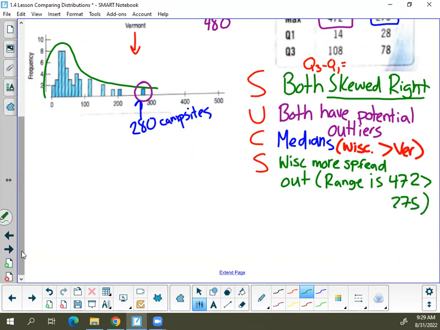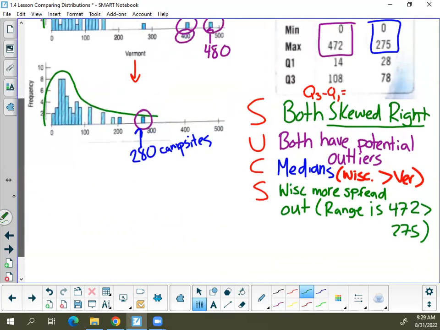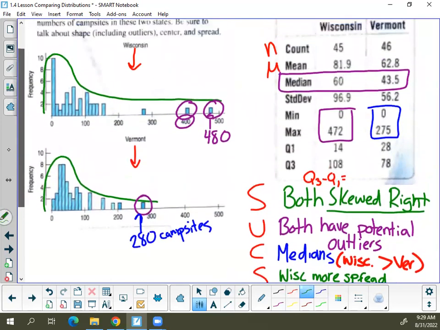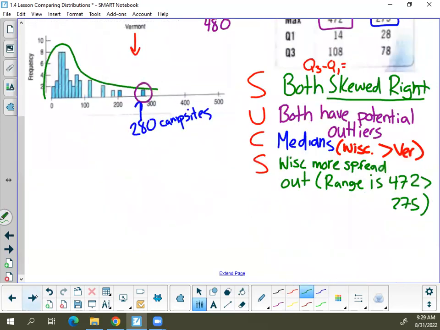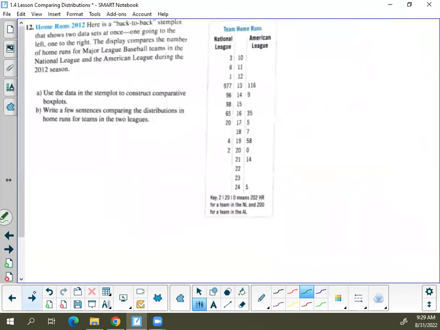Okay, we would write this up in complete sentences, always making sure we stay within the context of the problem. Campsites at public parks in Wisconsin and Vermont. And so we can do that whether or not we have data that we need to put in and create a data display, or if we have different types of quantitative data displays.